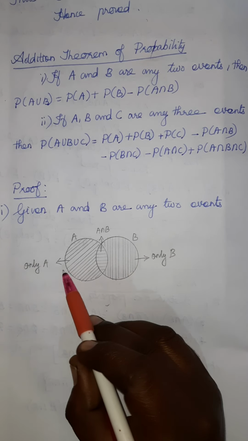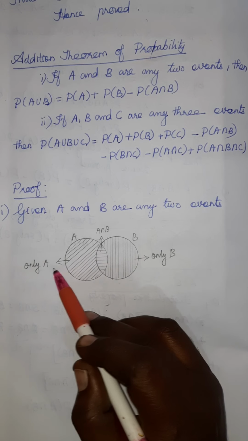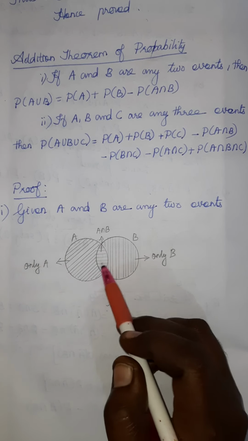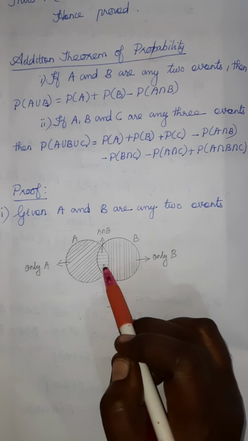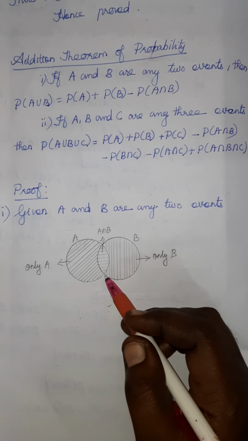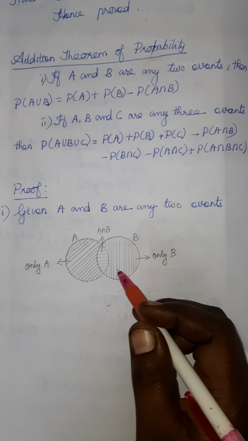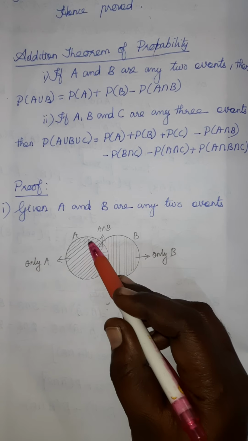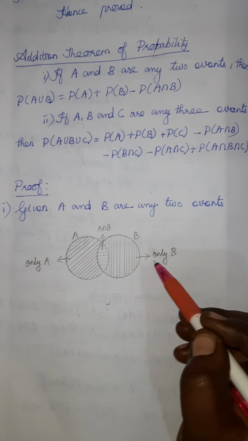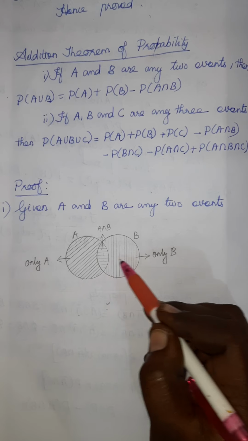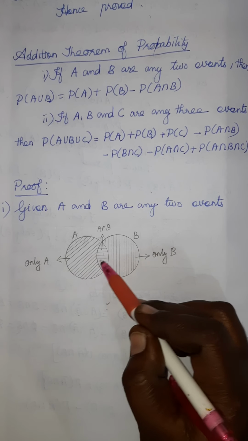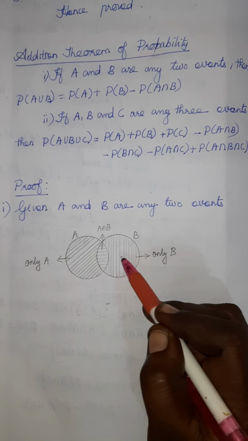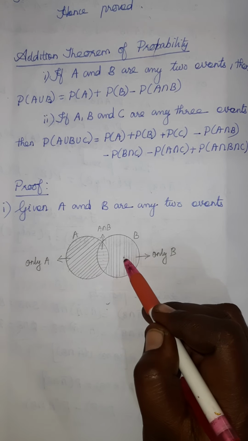So we can shade that differently. Now you see the Venn diagram. This shading is only A. Then this is the intersection, and this is only B. I shade differently; you can give different symbols also inside this portion. Now you see only A, intersection and only B. Consider these three sets separately. Do they have any common portions? Only A, intersection and only B have no common portion.